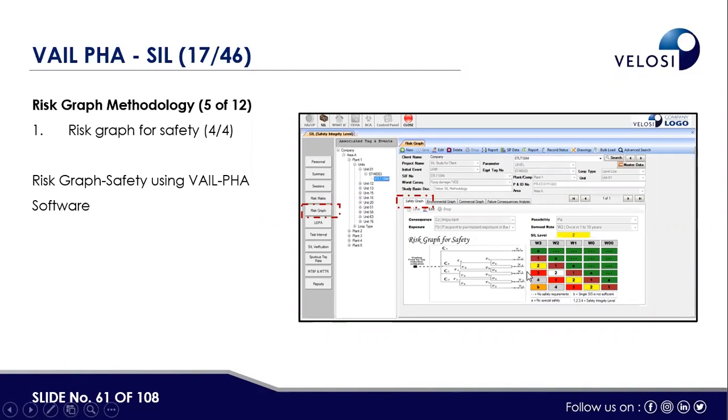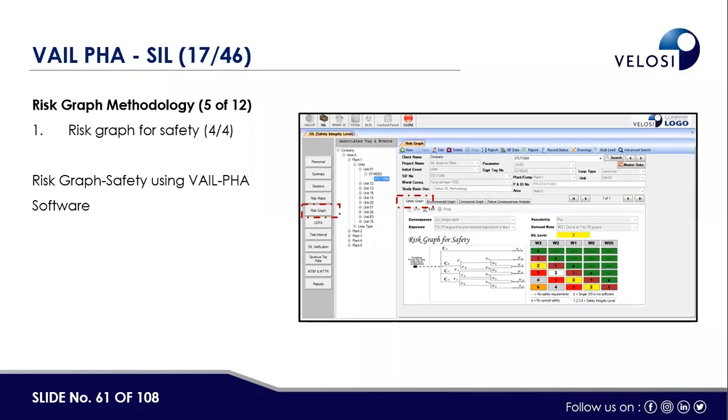It can also be adjusted to the company's risk metrics in the master data, what CA, CB, CC means, we can add it here. For example, CC is important, or exposure. We can change these parameters in the master data and update them as per the company's risk metrics. We can perform the SIL determination using the risk graph for environmental and for commercial as well. And in this software, we can also maintain the data of the HAZOP as well.